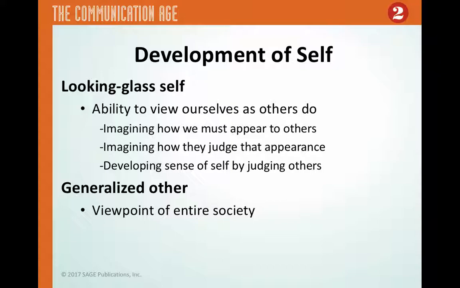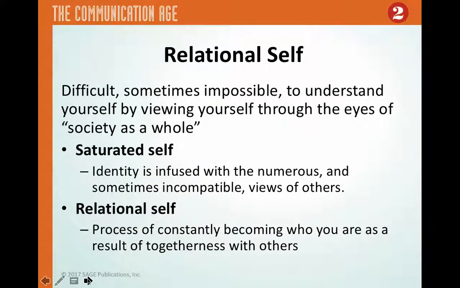And then generalized others gets at the viewpoint that we develop of an entire society. How is everybody different from me? What makes me unique compared to all these other people? So it's a combination of taking feedback that you receive from them while at the same time separating yourself from them and making yourself unique. And then we have a relational self.